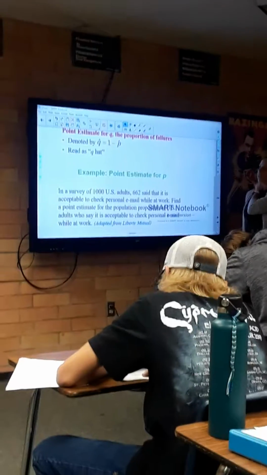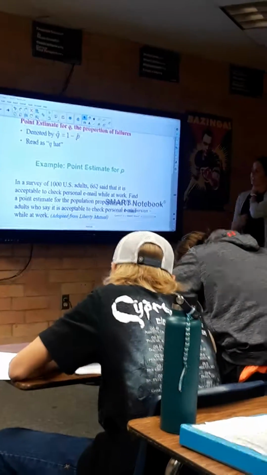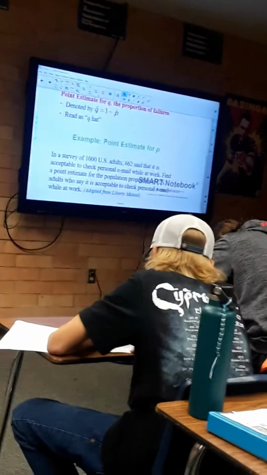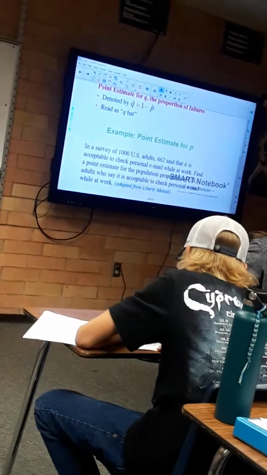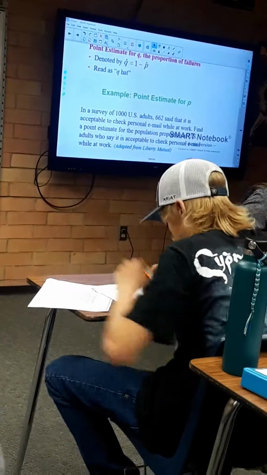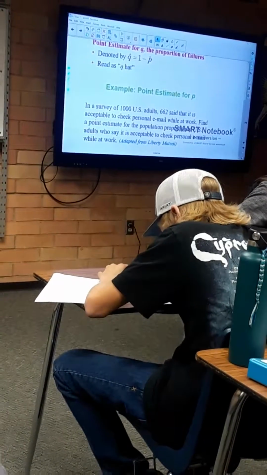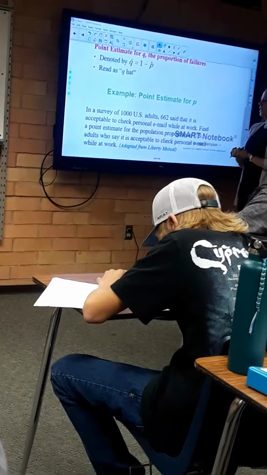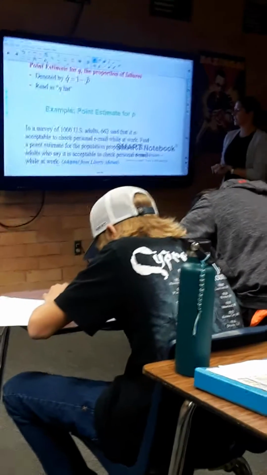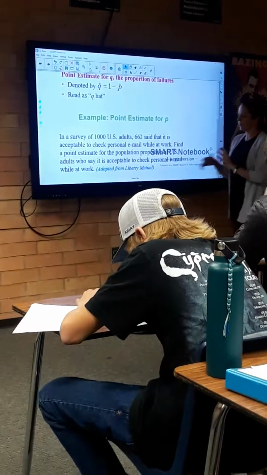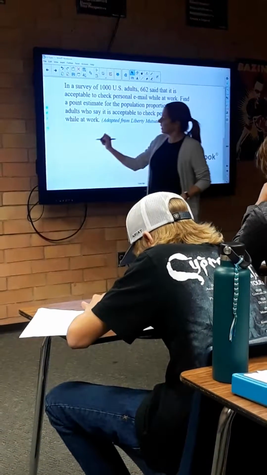Okay. So, we're going to find the point estimate for P. In a survey of 1,000 U.S. adults, 662 said that it is acceptable to check personal email while at work. Find a point estimate for the population proportion of U.S. adults who say it is acceptable to check personal email while at work. So we want to find little p hat.